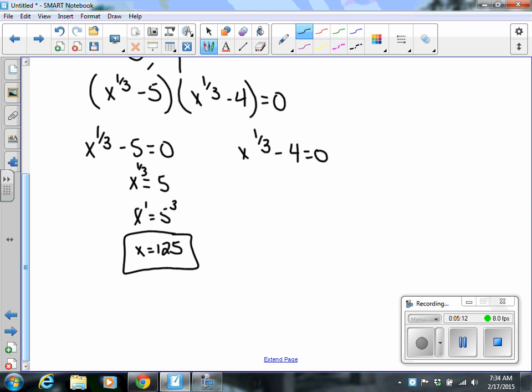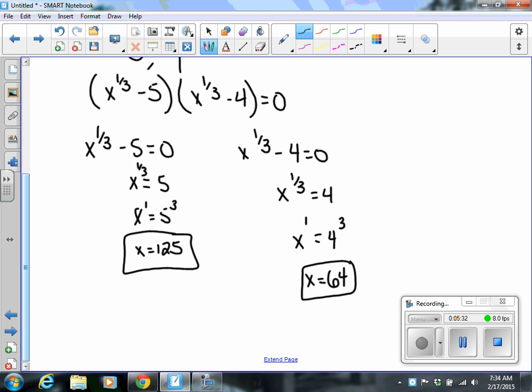And over here on the right side, I move the 4 over. Again, I'm going to take it to the third, or to the 3, so that I can get rid of the third. So then x equals 64.